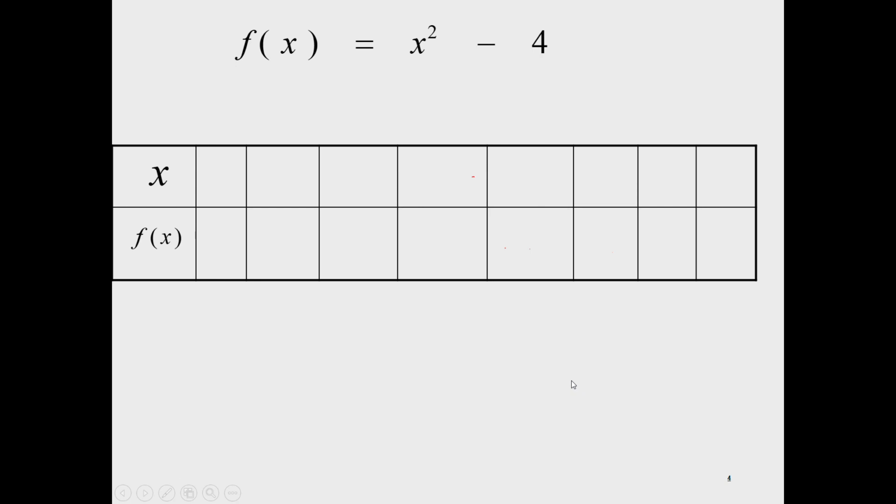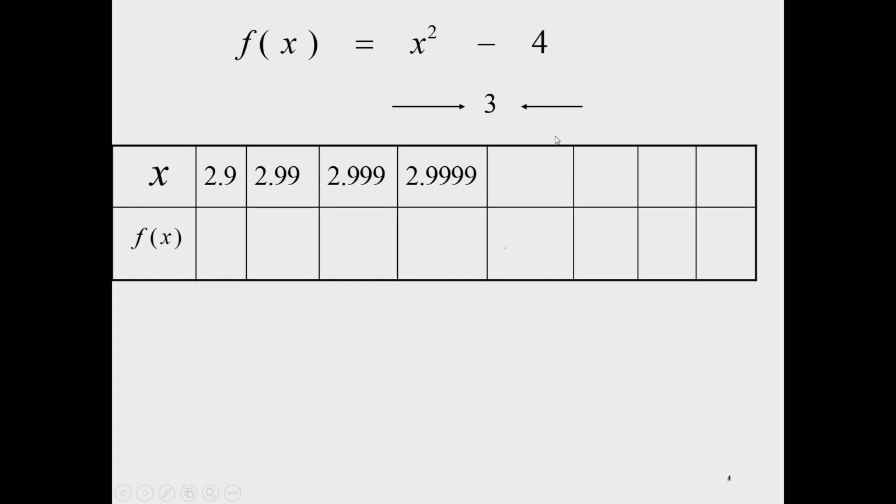Now in order to approach 3 from both sides, we need some values closer to 3. So we need some x values from the left hand side that are closer to 3, and we also need some x values closer to 3 from the right hand side. From the left hand side these are some values: 2.9, 2.99, 2.999 and 2.9999. These are some values that are closer to 3 from the left hand side.